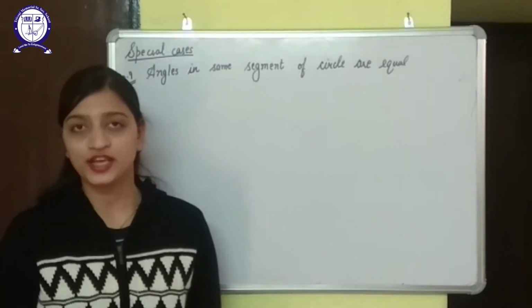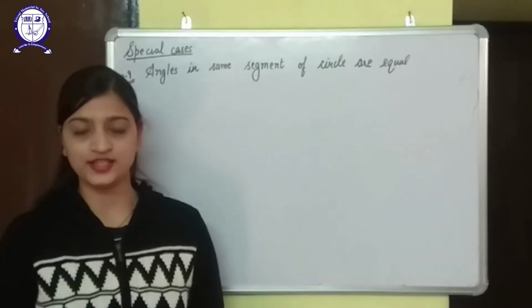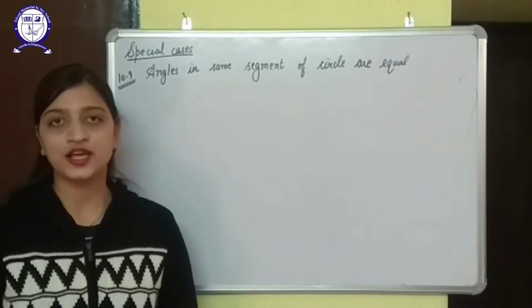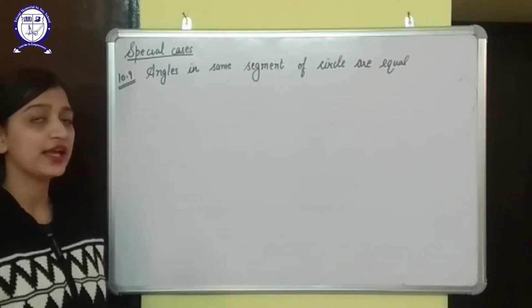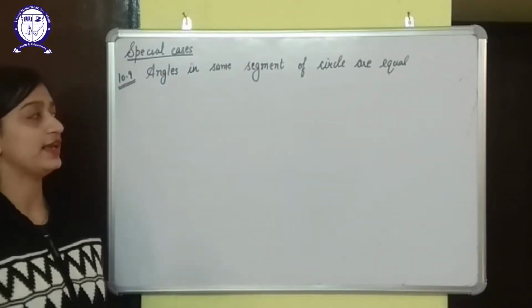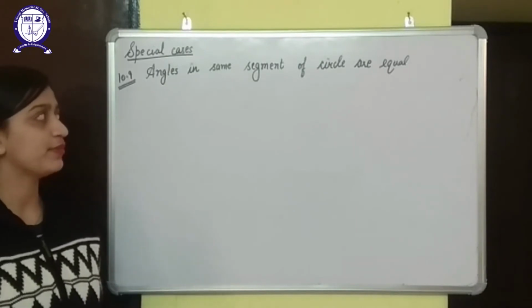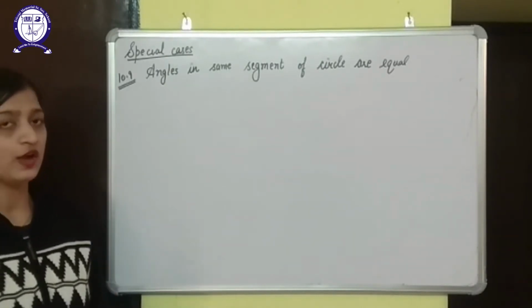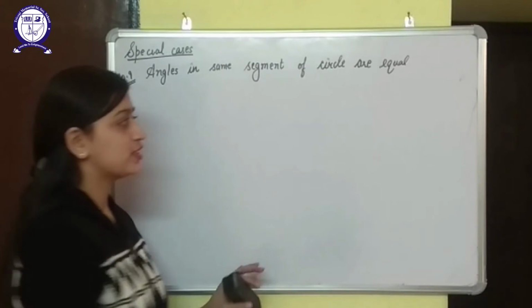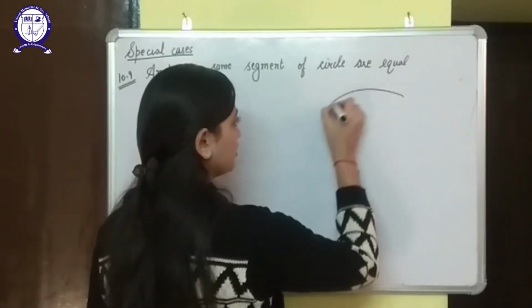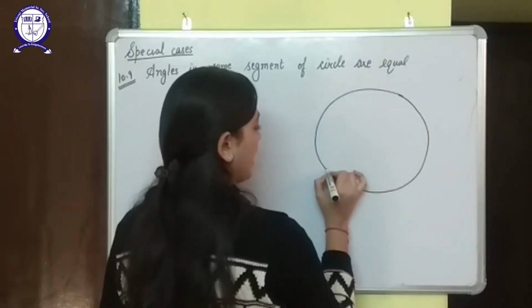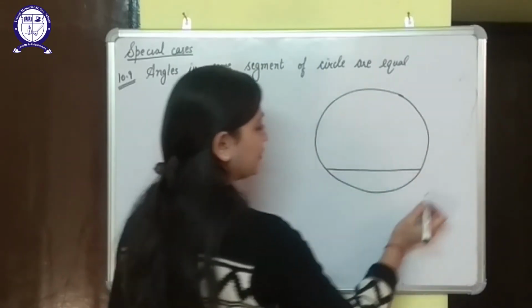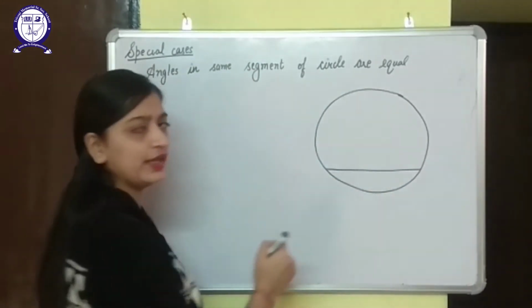The first special case of theorem 10.8 is: the angles in the same segment of a circle are equal. Okay, this is theorem 10.9 in our NCERT textbook. It says angles in the same segment of a circle are equal. What does this statement mean? Suppose we have a circle and there is a segment, and I have already told you that segment is the portion here.